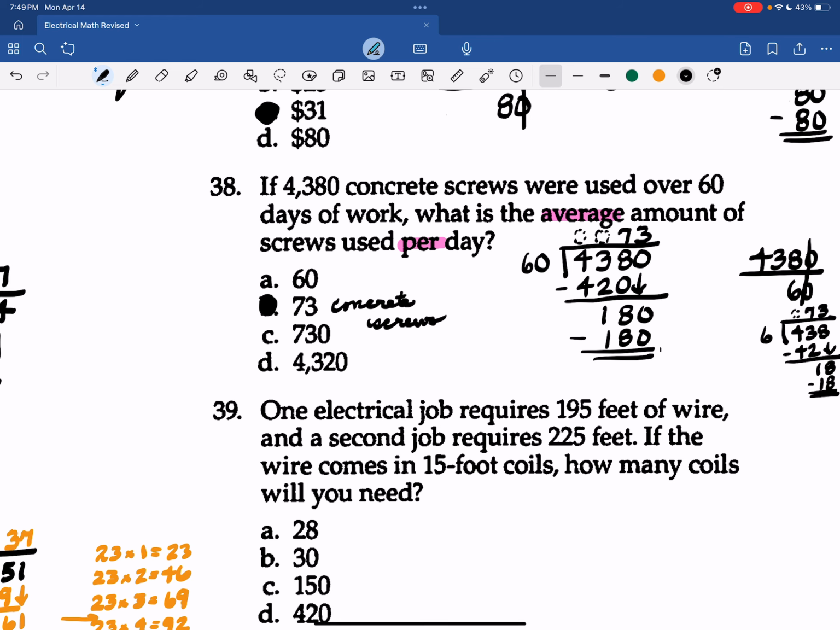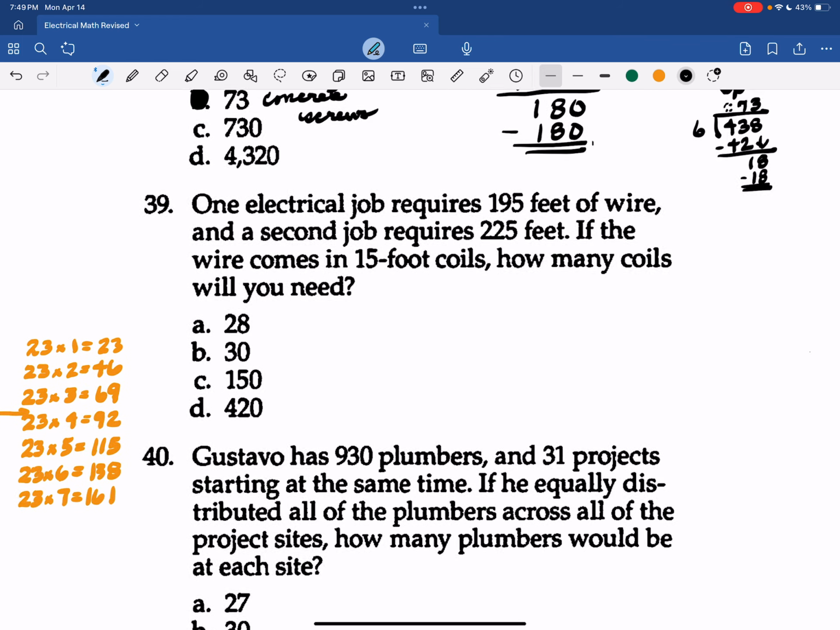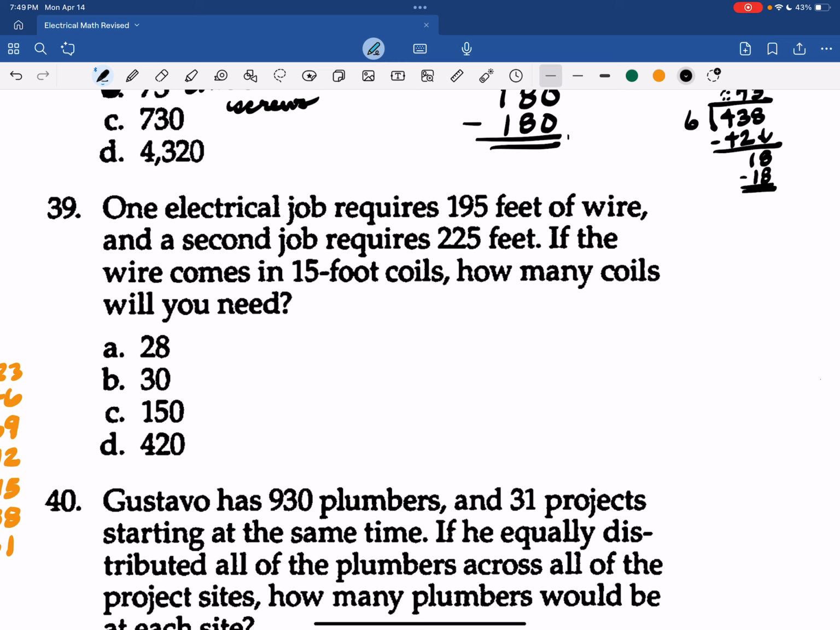Okay. 39. One electrical job requires 195 feet of wire, and a second job requires 225 feet. If the wire comes in 15-foot coils, how many coils will you need?